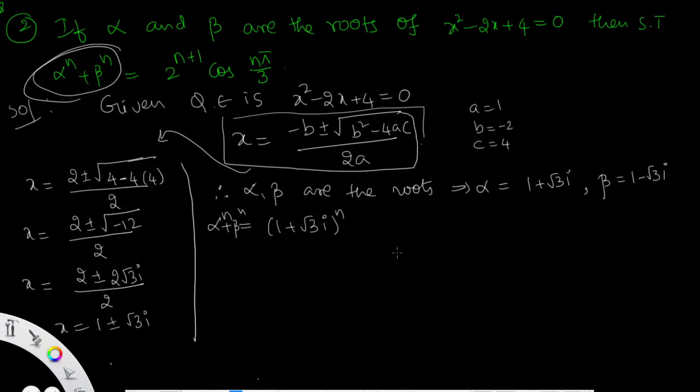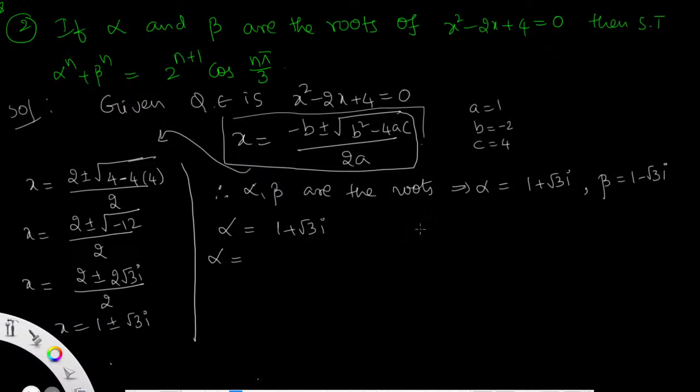That is nothing but alpha first, change into alpha power n. Alpha is given, 1 plus root 3i, the whole to the power n. Now it is changed into modulus amplitude form. First I am taking alpha. So what is the value for r into cos theta plus i sin theta form?